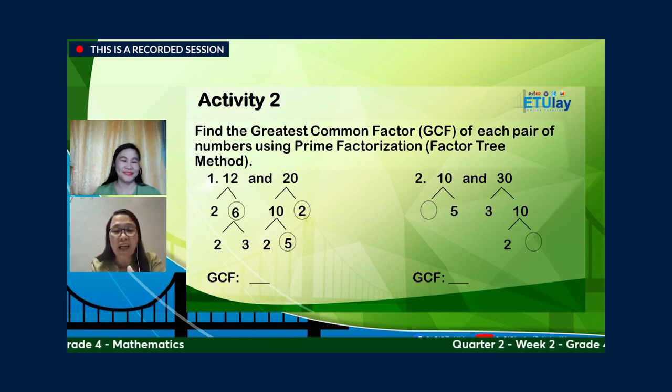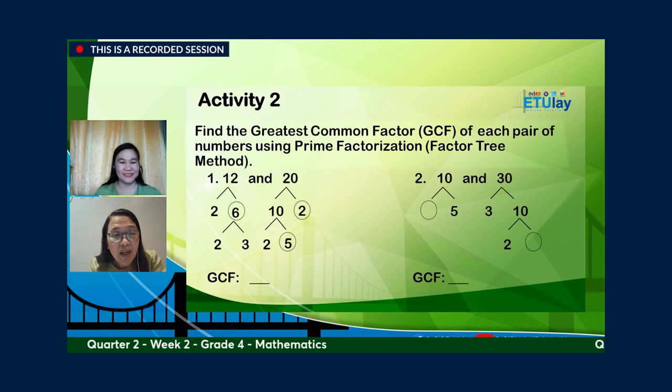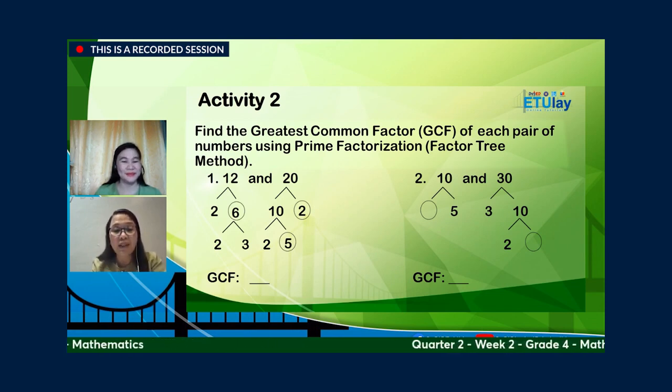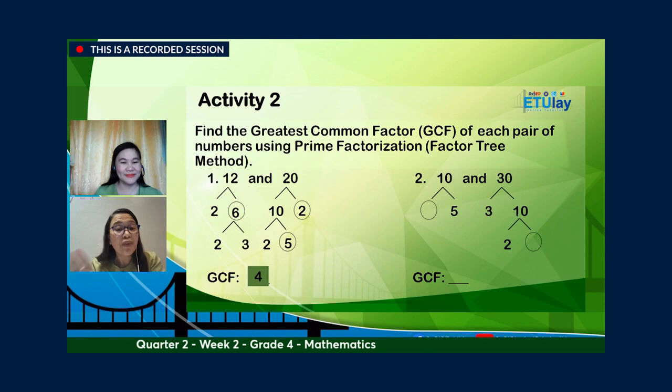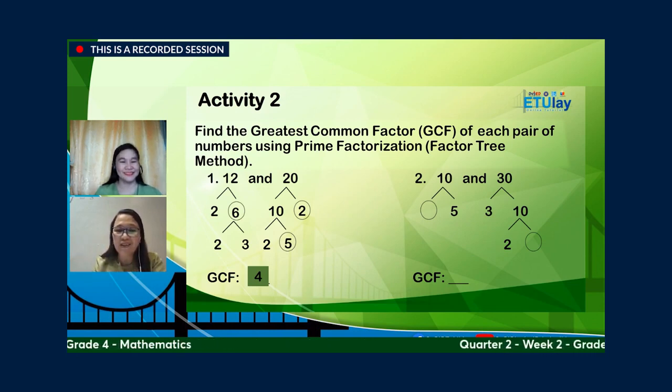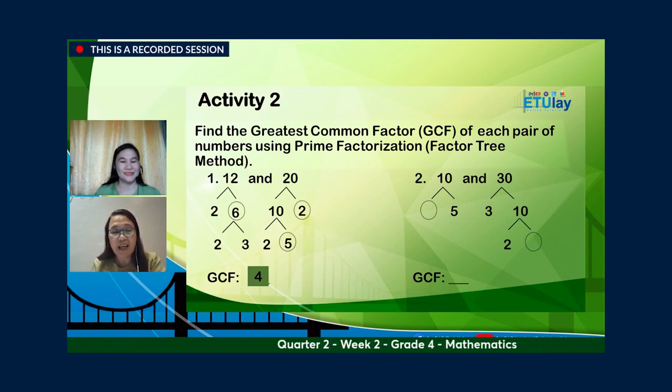Okay, take a look at the prime factors. So we have there 2 times 3 times 2, and we have there 2 times 2, times 5. Okay. So, let's find out the GCF. Kapag ang sagot nyo ay 4, amazing. Very good learners. For number 2, 10 and 30.